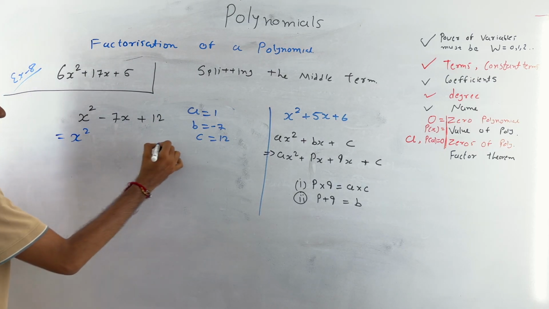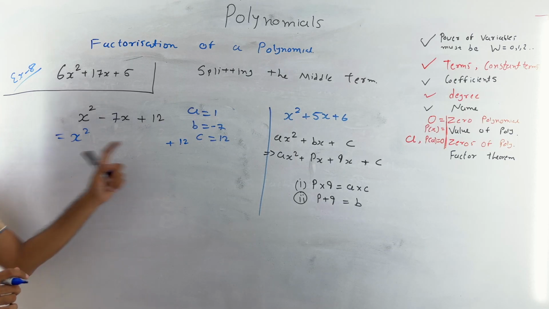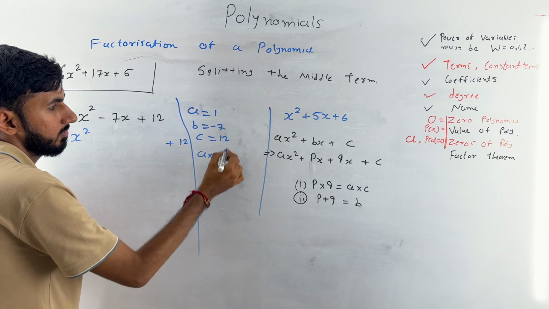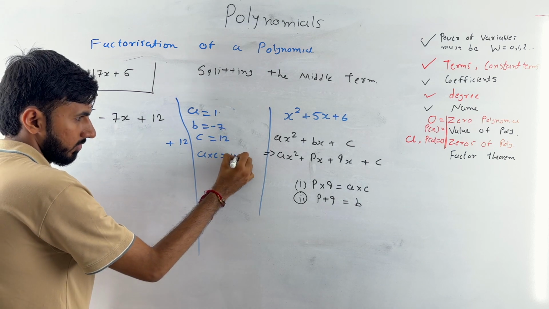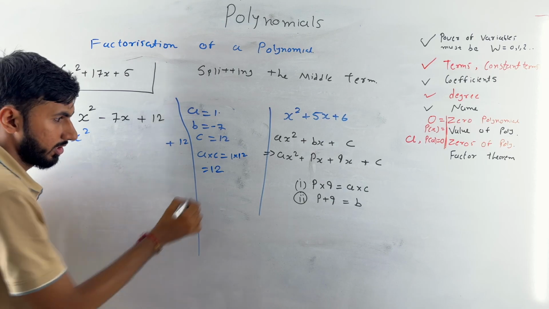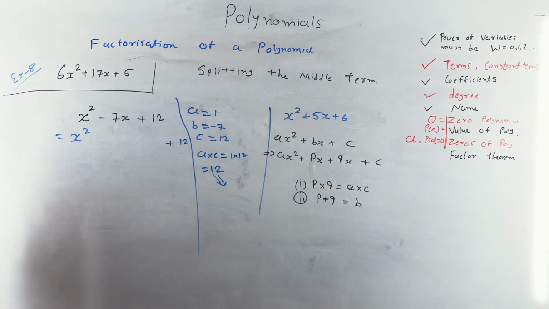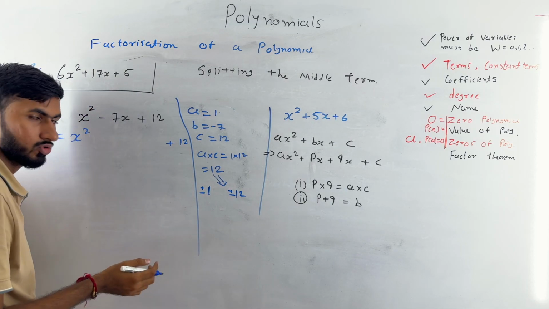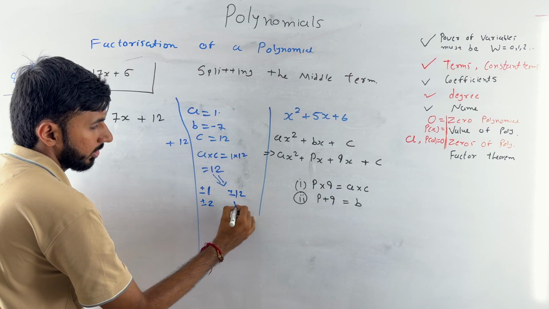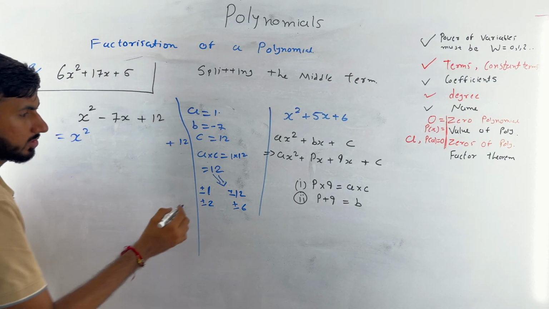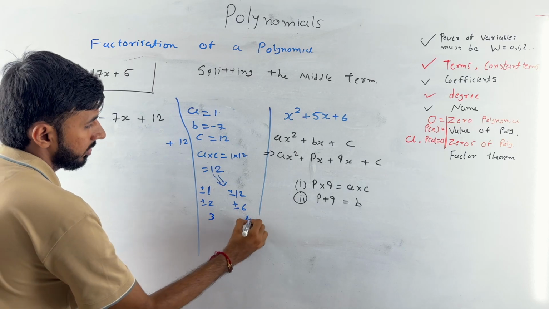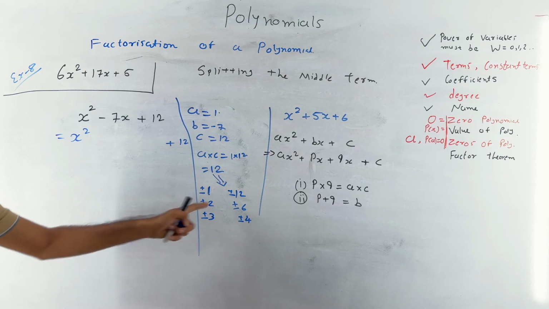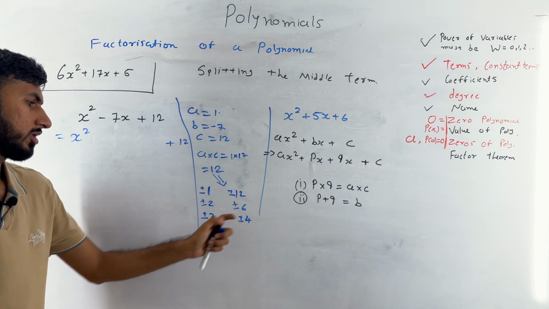For the first step, my first term and last term should be as it is. Now I have to find a multiply c. So a multiply c will be 1 multiply 12, which is equal to 12. Now I have to write all factors of 12. So factors of 12 are 1 and 12. Don't forget to mention the plus or minus sign. Now 2 and 6: plus 2 minus 2, plus 6 minus 6. For the third one I have 3 and 4: plus 3 minus 3, plus 4 minus 4. And yes, these are the factors of 12, right? 1 and 12, 2 and 6, 3 and 4.